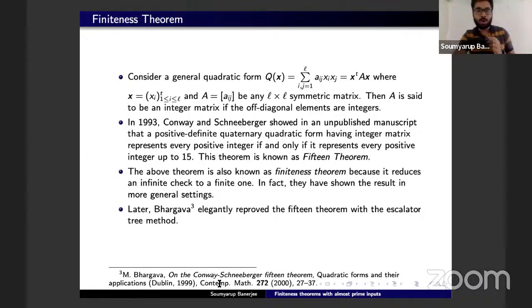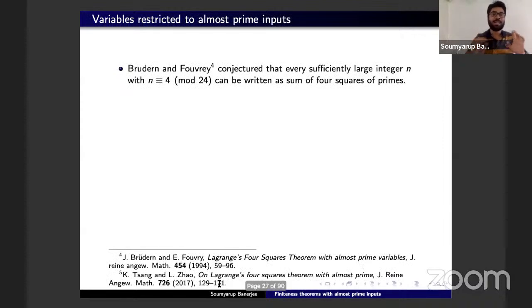Okay, so let me move on to another generalization of Lagrange's theorem. Up to now, we have seen that Lagrange's theorem tells us that any number can be written as a sum of four squares, and those numbers are basically integers, right? So now, what did Ruzsa and Hooley conjecture? Ruzsa and Hooley conjectured that every sufficiently large integer n congruent to 4 mod 24 can be written as a sum of four squares of primes. Now they have taken a subset of Z, basically the prime numbers, and they said that any such number which is congruent to 4 mod 24 can be represented as a sum of four squares of primes.